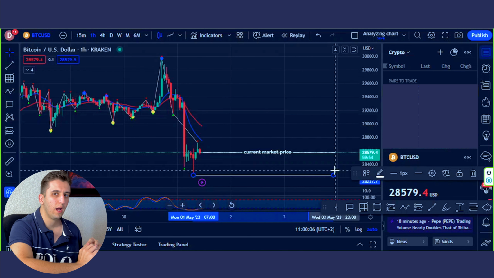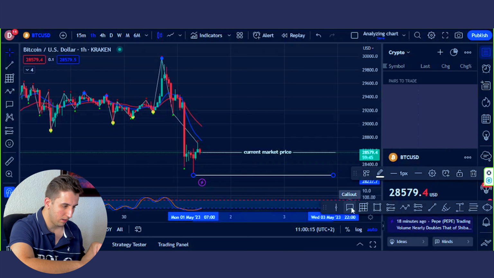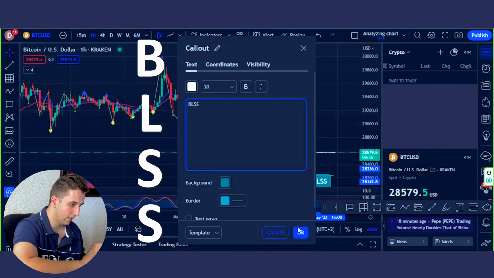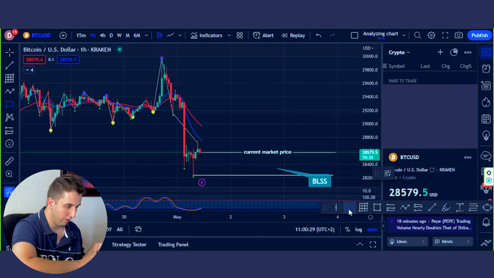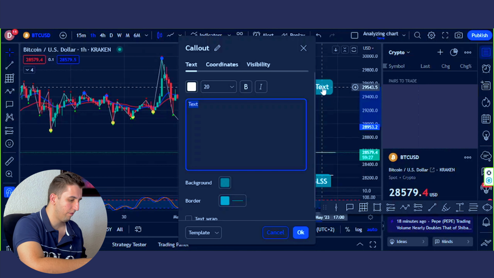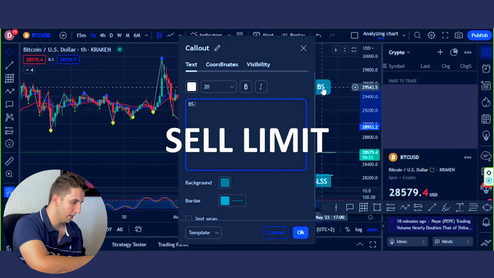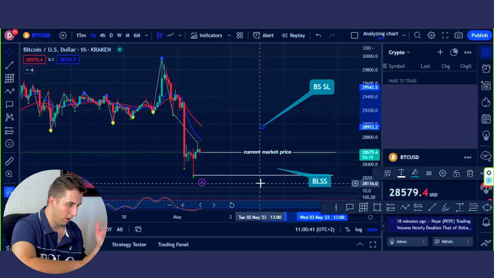Just so that you understand why I'm using the buy limit, there's the acronym BLISS. You always put the BLISS below the current market price, below the line. BLISS stands for buy limit, sell stop. BL, buy limit, SS, sell stop. Which means that above, we've got the opposite. The opposite of a buy limit is a buy stop, and the opposite of a sell stop is a sell limit. So let's keep that acronym in mind when we're discussing.